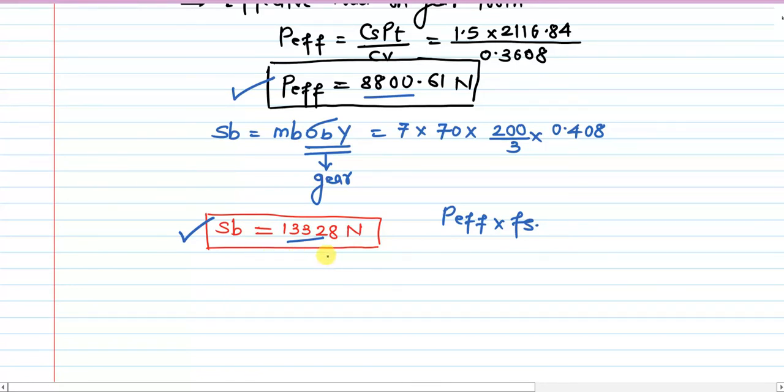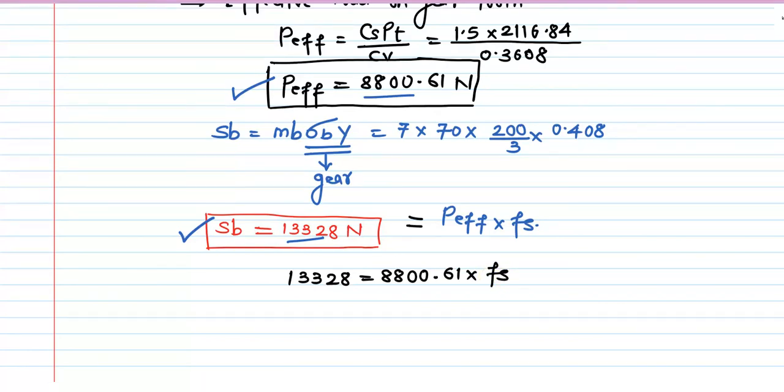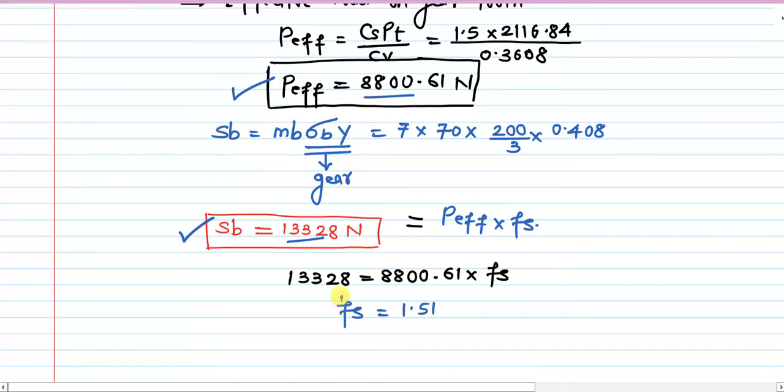So SB is equal to P effective into FOS, or factor of safety. So 13328 is equal to P effective, which is 8800.61, multiplied by the factor of safety. When we solve this, the factor of safety comes out to be 1.51. Just verify this answer in your calculator.